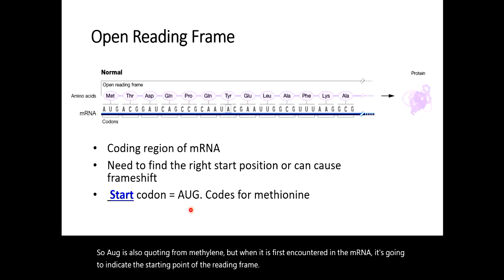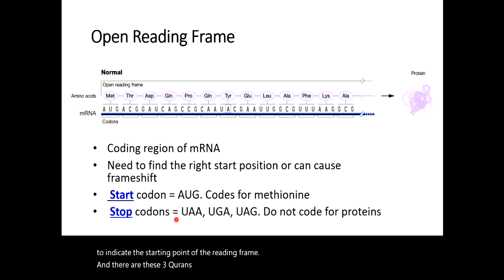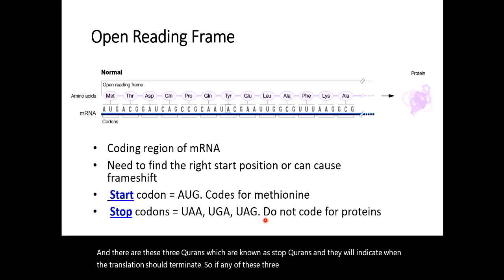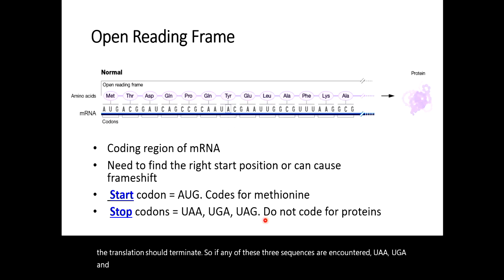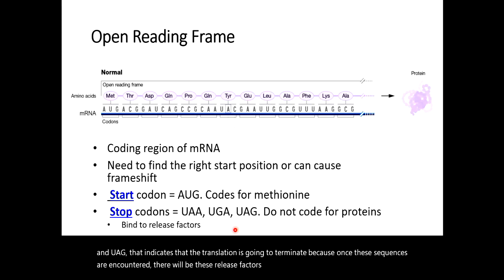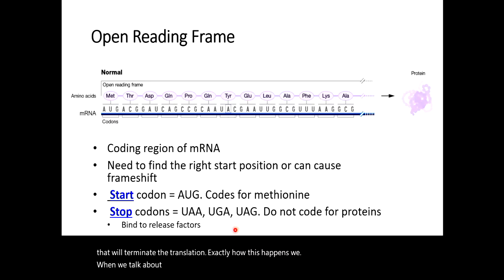And there are these three codons which are known as stop codons, and they will indicate when the translation should terminate. So if any of these three sequences are encountered, UAA, UGA and UAG, that indicates that the translation is going to terminate, because once these sequences are encountered, there will be release factors which bind to the ribosome, and that will terminate the translation. Exactly how this happens we will discuss when we talk about the steps involved in translation.